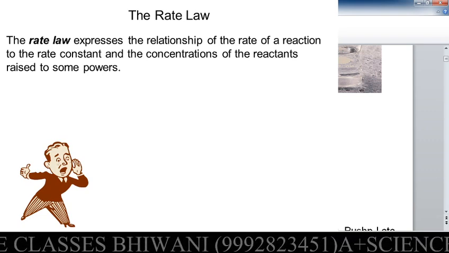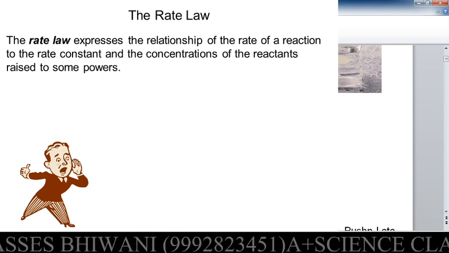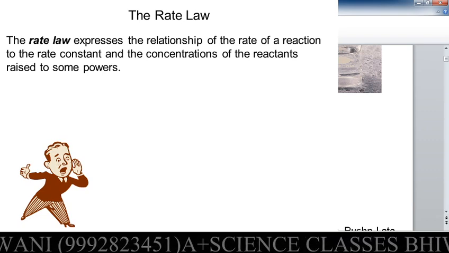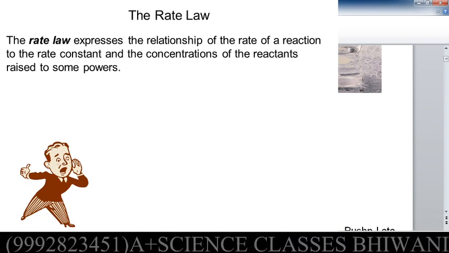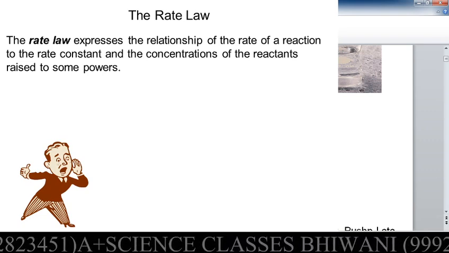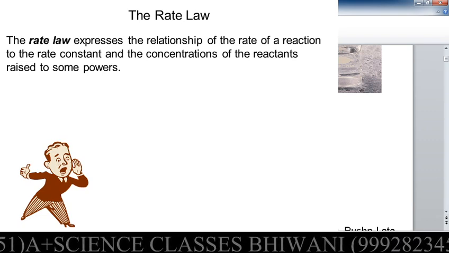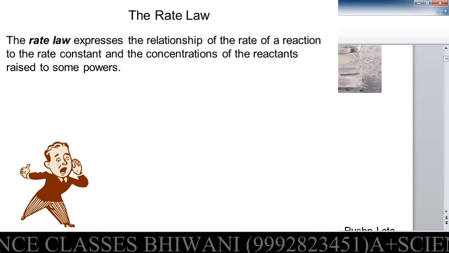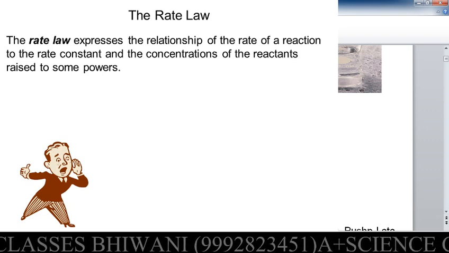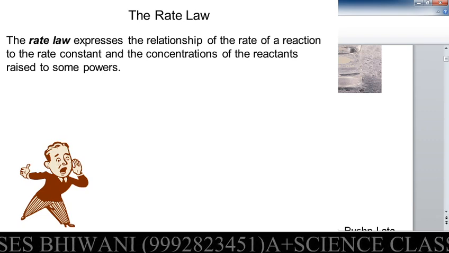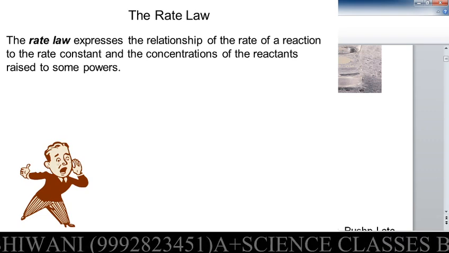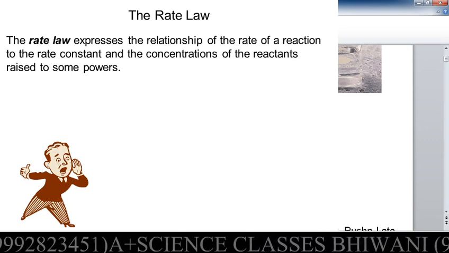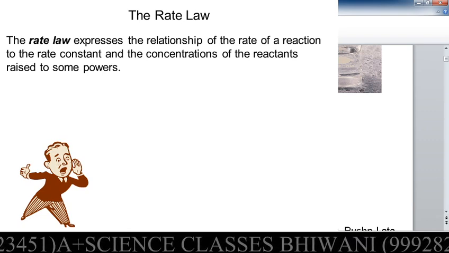Rate of reaction is the change in the molar concentration of the reactant per unit time, and the rate constant is the constant of proportionality, equal to the rate of reaction when the molar concentration of each reactant is taken as unity. So you can say that the rate constant is independent of the molar concentration of the reactants and depends only upon the temperature.